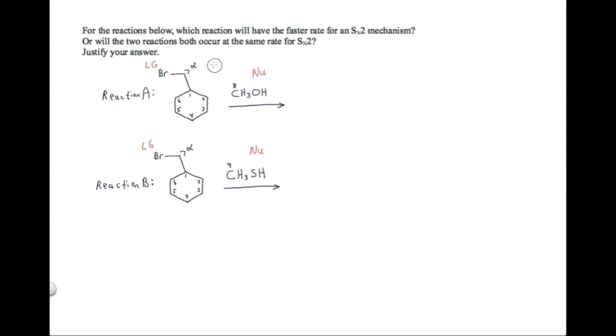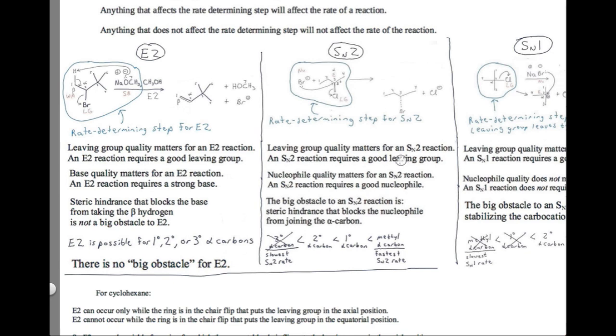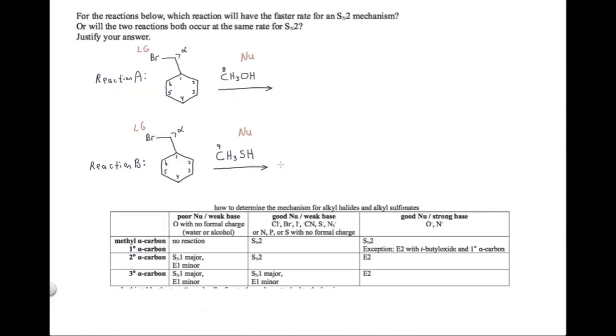Now, we'd like to compare these two reactions, so we have to look for a way in which the reactions are different. The reactions have the same leaving group and the same alpha carbon, so that's not what we need to focus on. We need to focus on the nucleophiles, since the nucleophiles are different in these two cases. We want to know which of these has the better nucleophile, because remember that we have seen that nucleophile quality does matter for the rate of an SN2 reaction.